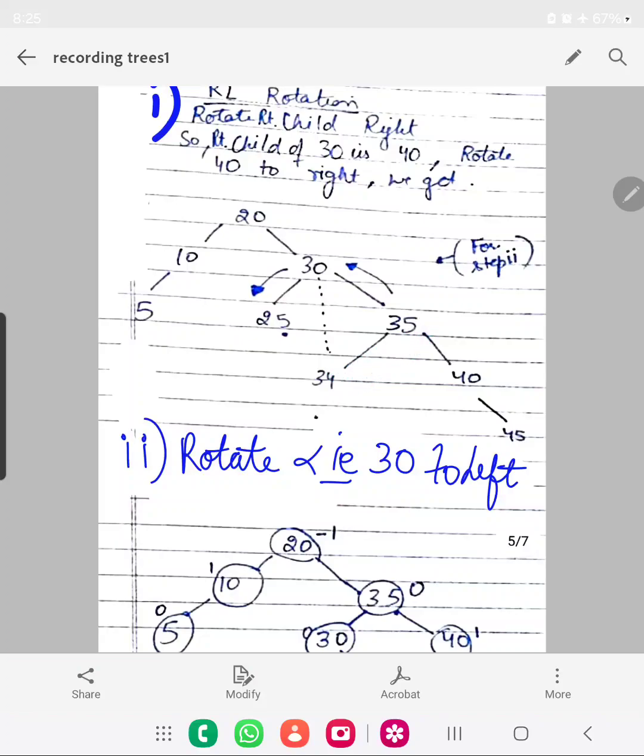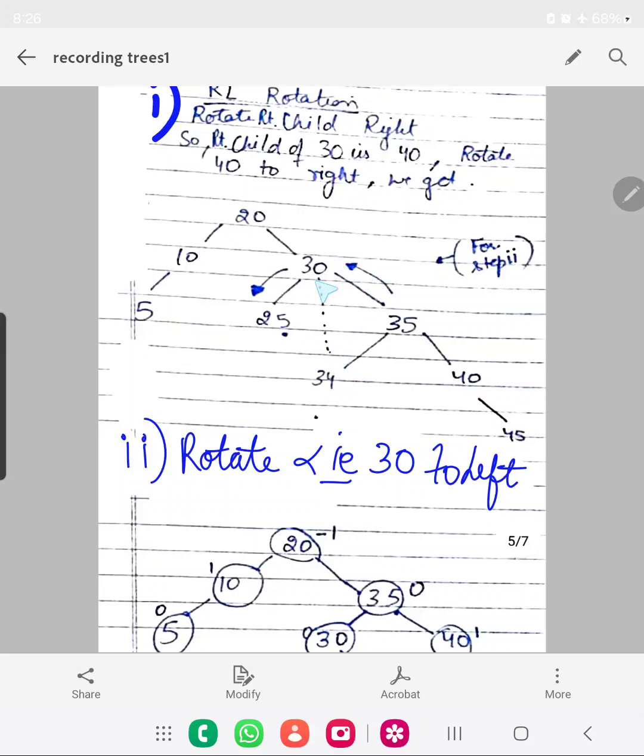Now we have to perform the second step. What is the second step? We have to rotate alpha to the left. What was alpha? 30. Now we rotate 30 to the left. When we rotate 30 to the left, what will happen? 30 will move to the left and 35 will come up. Since 30 will move down, the right child of 30, 35, is going to come up. Now when 35 comes up, the left of 35 was 34.